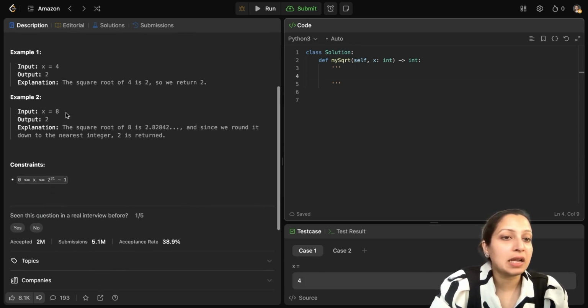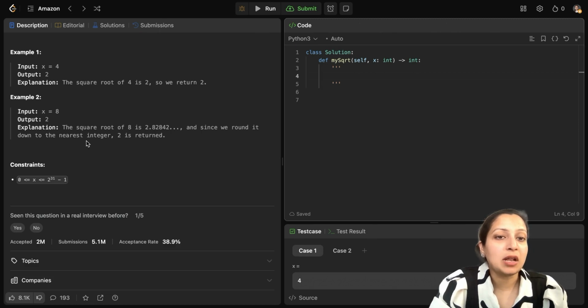But suppose, like example 2, you have been given x equals 8. Now the square root of 8 is not a direct integer. It's somewhere around 2.82. But you have to round it down to the nearest integer, which would be 2 again. So your output is 2 here. I hope you understand the crux of the question. I'll explain 2-3 approaches to solve this question and then we'll code it using the best approach. So let's dig deeper into it.